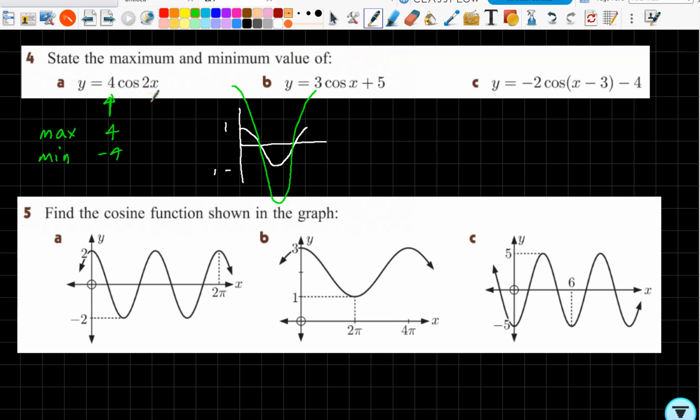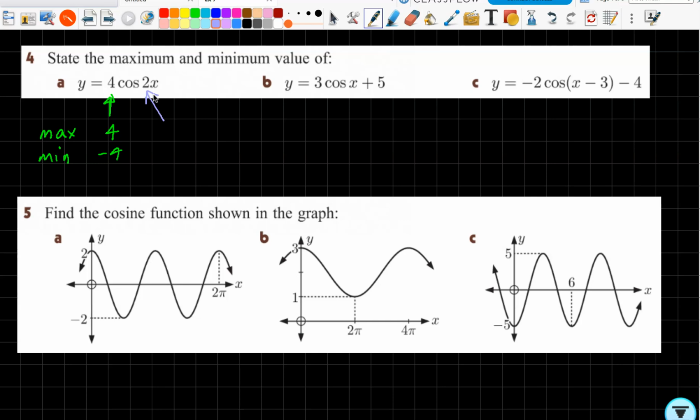What does the 2 do? What does that 2 do to the x? Yes, it stretches it or compresses it. And in this case, is it going to stretch or compress? This one's going to compress, right? What that is saying is you are going to have 2 of these cosine graphs within the same period of its normal one, so 2 pi.